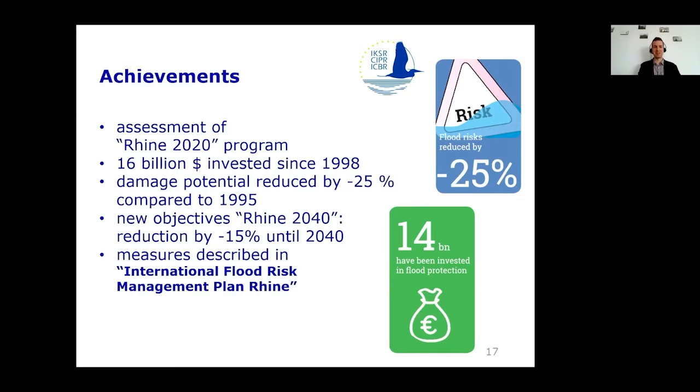You've probably already noticed that we like facts and figures in our commission. So last year we did a major assessment of our Rhine 2020 program and found out that so far 16 billion US dollars were invested in flood risk management measures in all of our nations. And as a result, according to our calculations, the risk of damage potential has been reduced by around 25%. So our new objective written down in the Rhine 2040 program is to further reduce it by an additional 15%, despite climate change and despite a growing population in Europe. All our measures are also described in our International Flood Risk Management Plan Rhine, which you can find on our website.